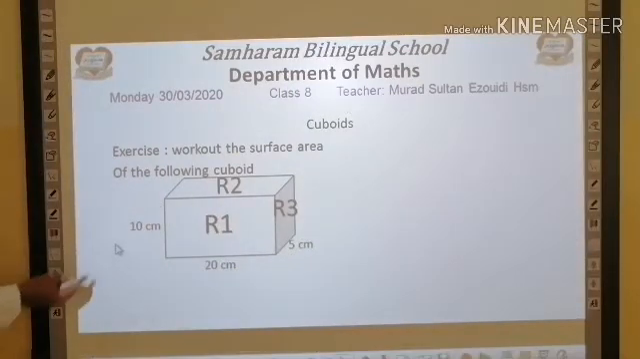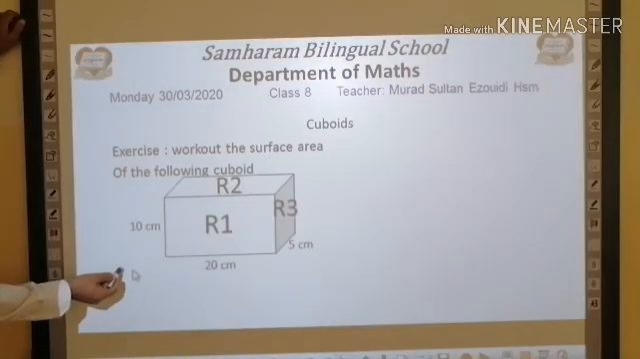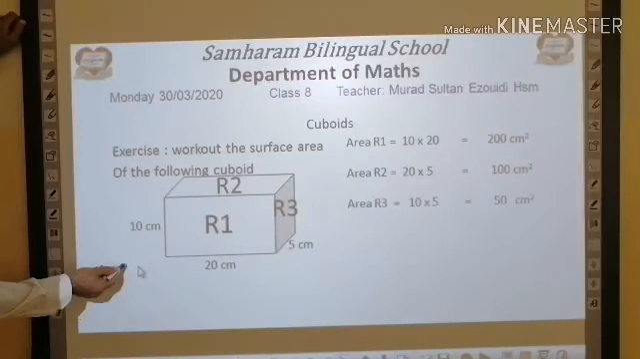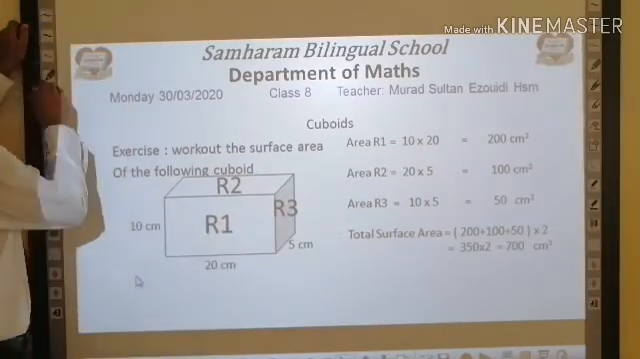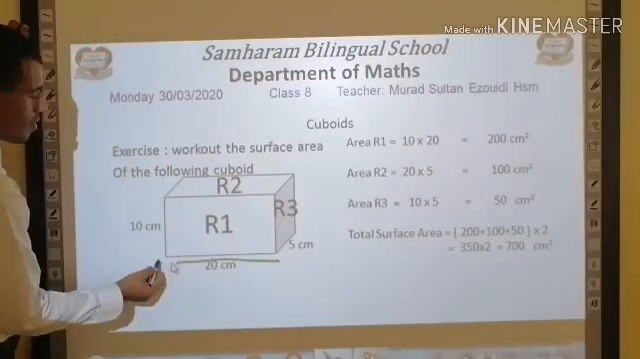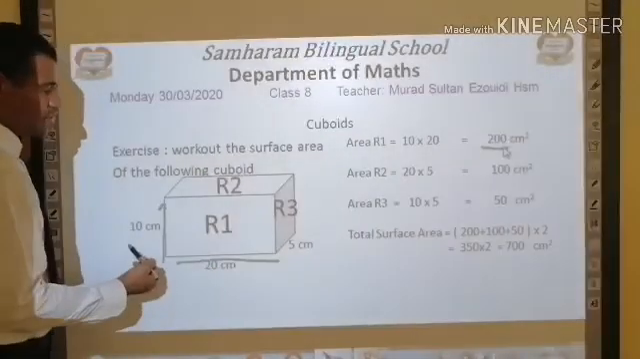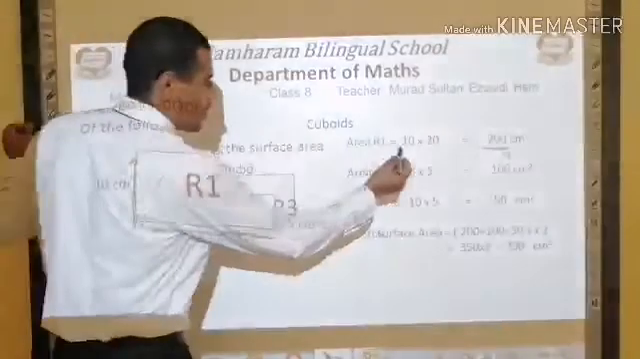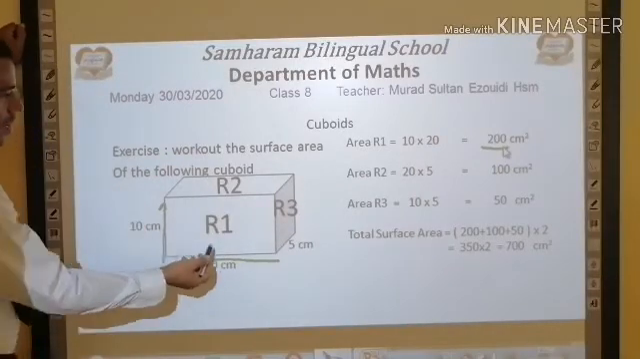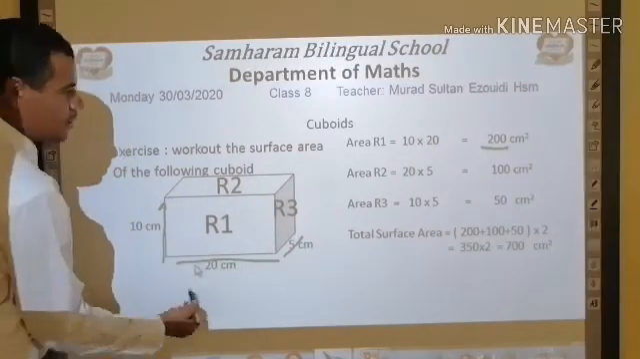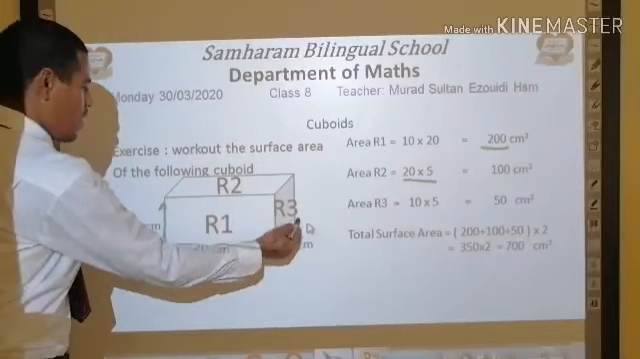Okay, the next. Area is 200, 100, 50. So, look here. The area of the first one is 20 multiplied by 10. But we have 2 rectangles, 20 by 10. We have two rectangular faces, so I should multiply this one. Then we have 5 multiplied by 20. Then the next one, area of the third rectangle is 5 multiplied by 10.